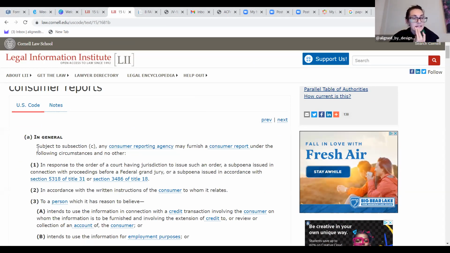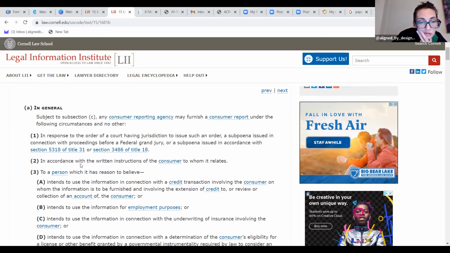So basically, any consumer reporting agency may furnish a consumer report under the following circumstances and no other. In response to the order of a court having jurisdiction to issue such an order, a subpoena issued in connection with proceedings before a federal grand jury, or a subpoena issued in accordance with that section. 2, in accordance with the written instructions of the consumer to whom it relates.